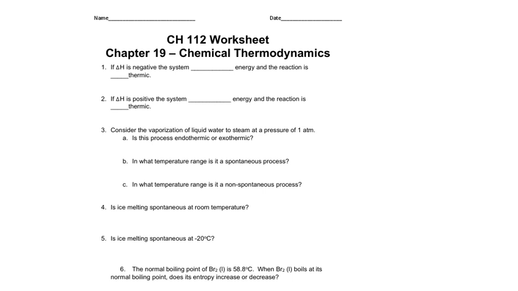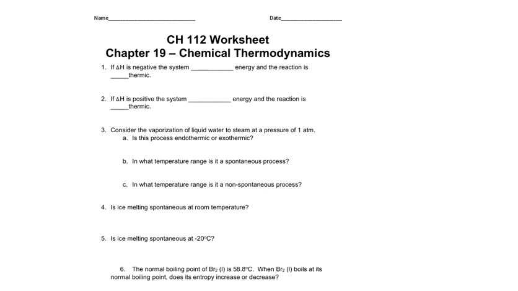So this is the Chapter 19 worksheet for chemical thermodynamics. I'm going to run through this pretty quickly, so some of the definitions or anything like that I'm just going to skip. I'm going to do more visual and math problems here.